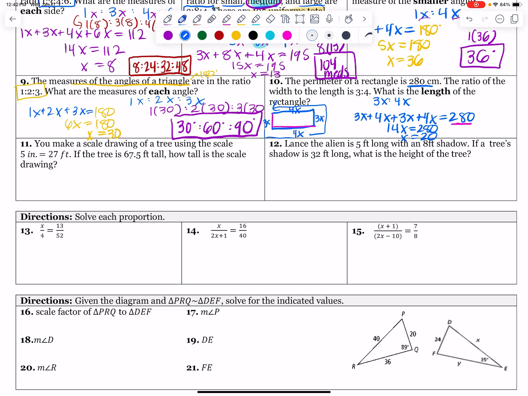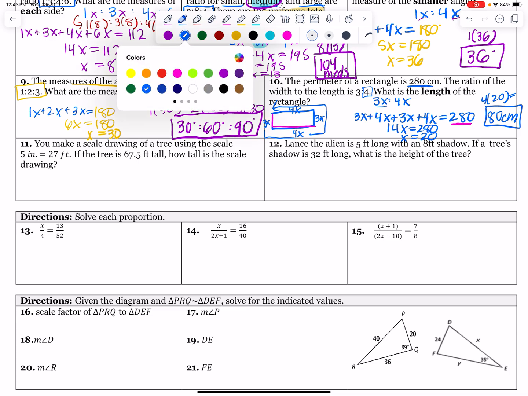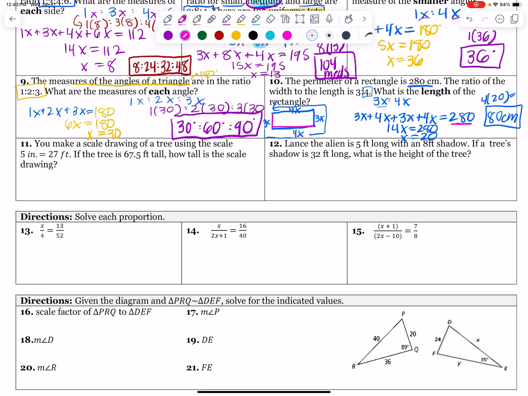It wants to know what is the length of the rectangle. So it was in the ratio of width to length, so we're going to plug it into the 4 piece. So 4 times 20, that should be equal to 80. What are our units? 80 centimeters. 80 centimeters is going to be our length. If we wanted to find our width, we'd plug it into the 3. We'd do 3 times 20, it would be 60. Okay?